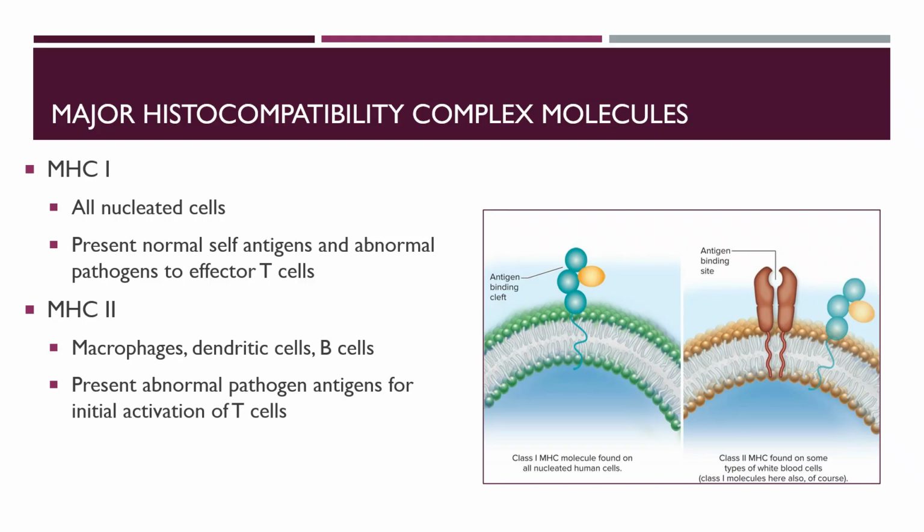All right, major histocompatibility complex molecules. There are two kinds. MHC1, which is found on all nucleated cells. This presents normal self-antigens and abnormal pathogens to effector T cells. And MHC2, this is found on macrophages, dendritic cells, and B cells. These present abnormal pathogen antigens for initial activation of T cells.